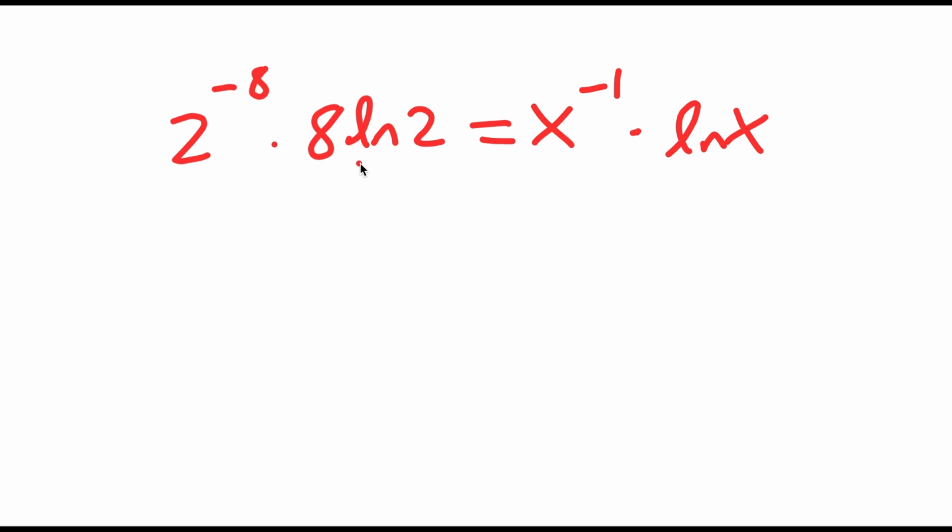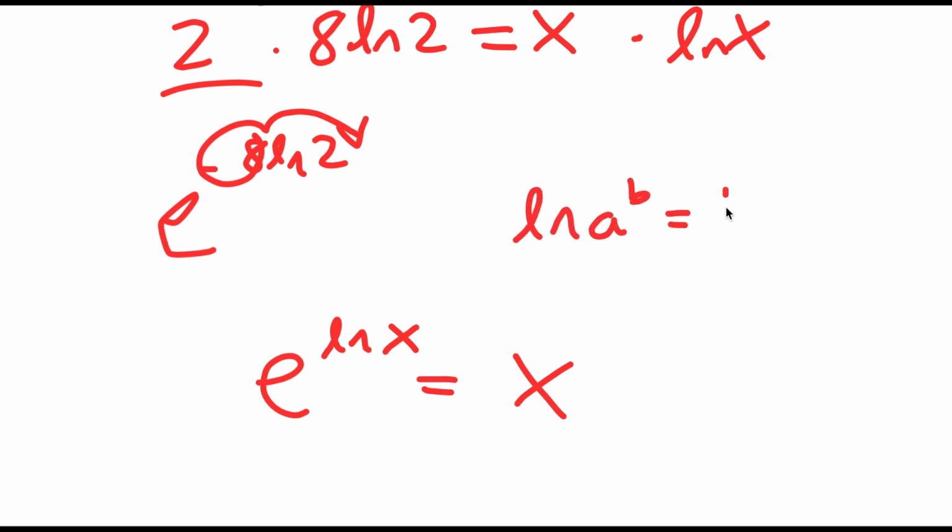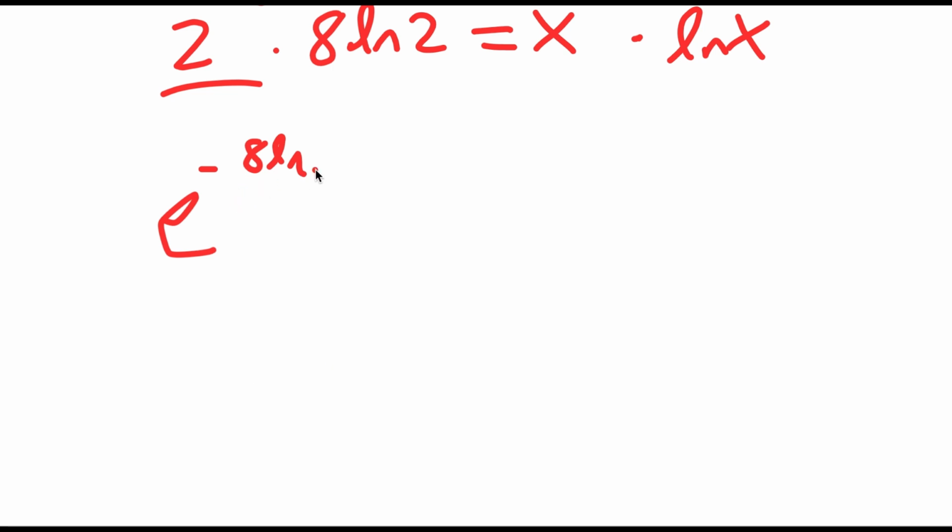So now, 2 to the power of negative 8, I'm going to rewrite as e to the power of negative 8 times ln 2. And if I have something in the form e to the power of ln x, this is just equal to x. So the reason negative 8 is in the front here is because, remember, I can just move it over here. Because if I have something in the form ln a to the power b, this is equal to b times ln a. I can move this to the front. So that's why we're rewriting this as e to the power of negative 8 times ln 2. It's still the same thing as 2 to the power of negative 8.